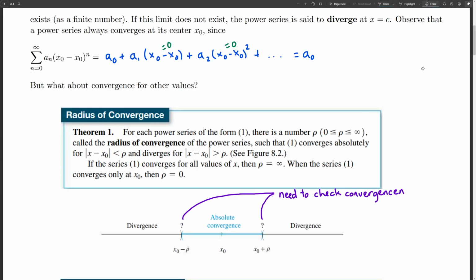And we could have that the power series converges in both endpoints. It could diverge in both endpoints, or it could be a combination. It could converge in the left endpoint and diverge at the right endpoint, or vice versa. So that convergence needs to be checked separately.